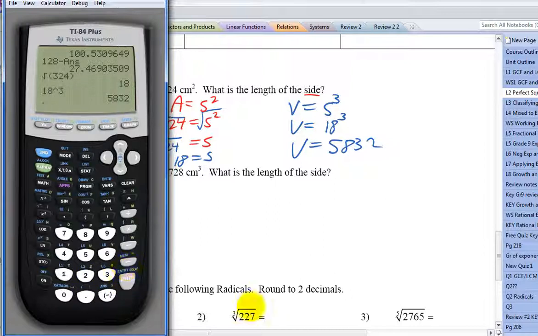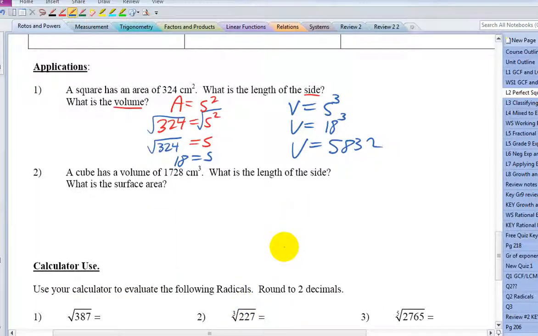Who needs help with their calculators? Anyone? Okay, we're going to do more of this later and you will need help. Alright? So that's the volume and that'll be centimeters cubed. There we go. So now we're going the other opposite. Now we're going to start with the volume. That equals the side length cubed. So 1728 is the volume.